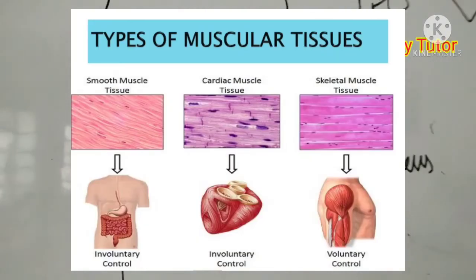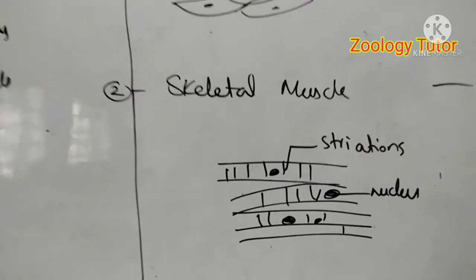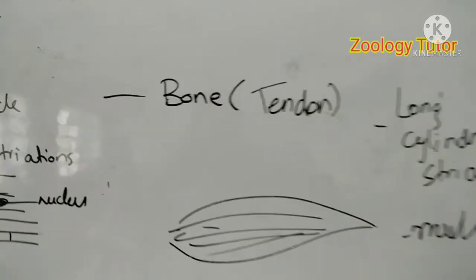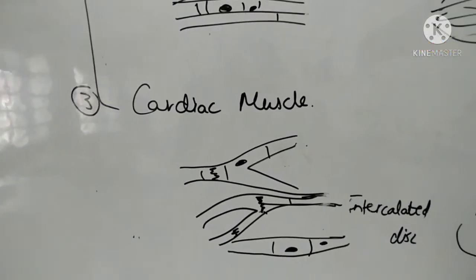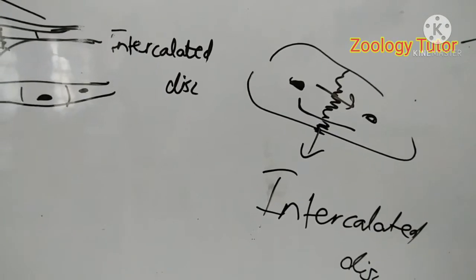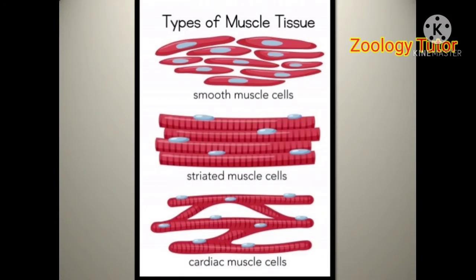The first type is the smooth muscles, and they are spindle shaped and non-striated. Then skeletal muscles have striations and are multinucleated, with nuclei within them. They are attached to the bone with the help of tendons. Cardiac muscles have a special structure, the intercalated disc, which is the cell junction that helps the cells work together. Here you can see that smooth muscles have no striations, whereas the other muscles have striations.